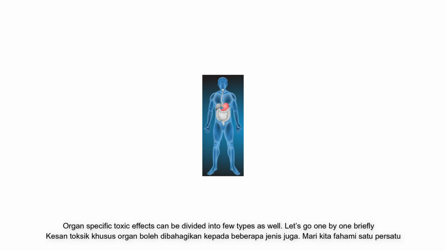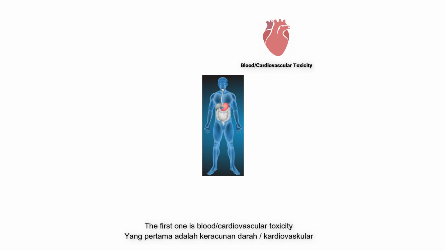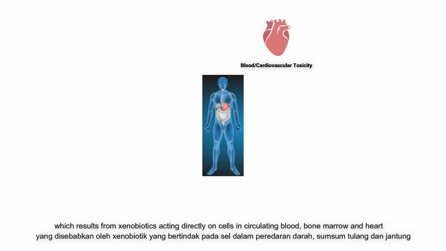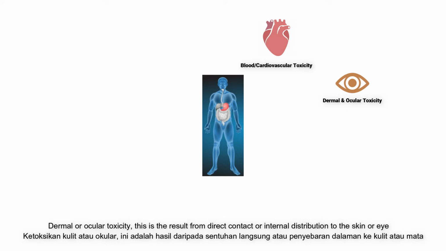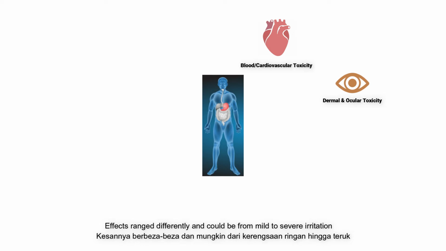Organ-specific toxic effects can be divided into a few types as well. Let's go one by one briefly. So the first one is blood or cardiovascular toxicity, which results from xenobiotics acting directly on cells in circulating blood, bone marrow, and heart. Dermal or ocular toxicity results from direct contact or internal distribution to the skin or eye. Effects range differently and could be from mild to severe irritation.